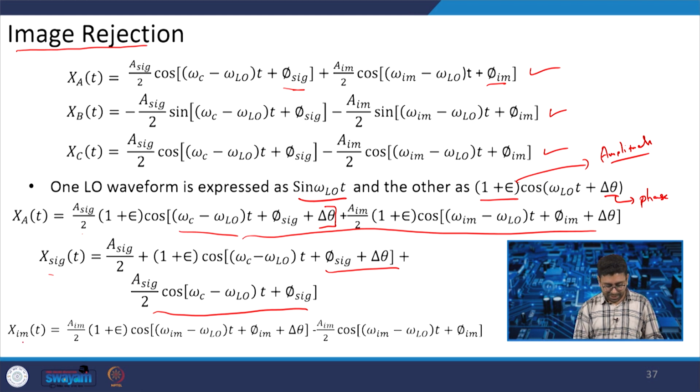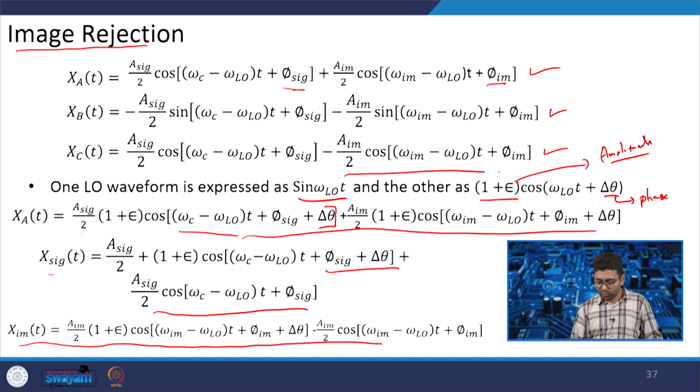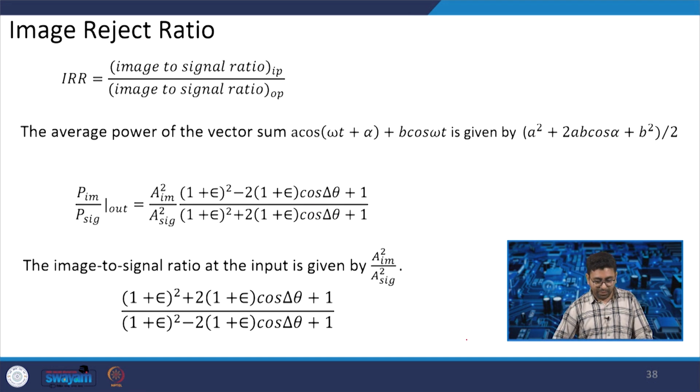So, the final image amplitude you can also write as A_im by 2 (1 plus epsilon) cos((omega_im minus omega_LO) t plus phi_im plus delta theta). If you try to define the image rejection ratio, it is the image to signal ratio at the output side divided by the image to signal ratio at the input side. So, the difference between these will be given as the image rejection ratio.